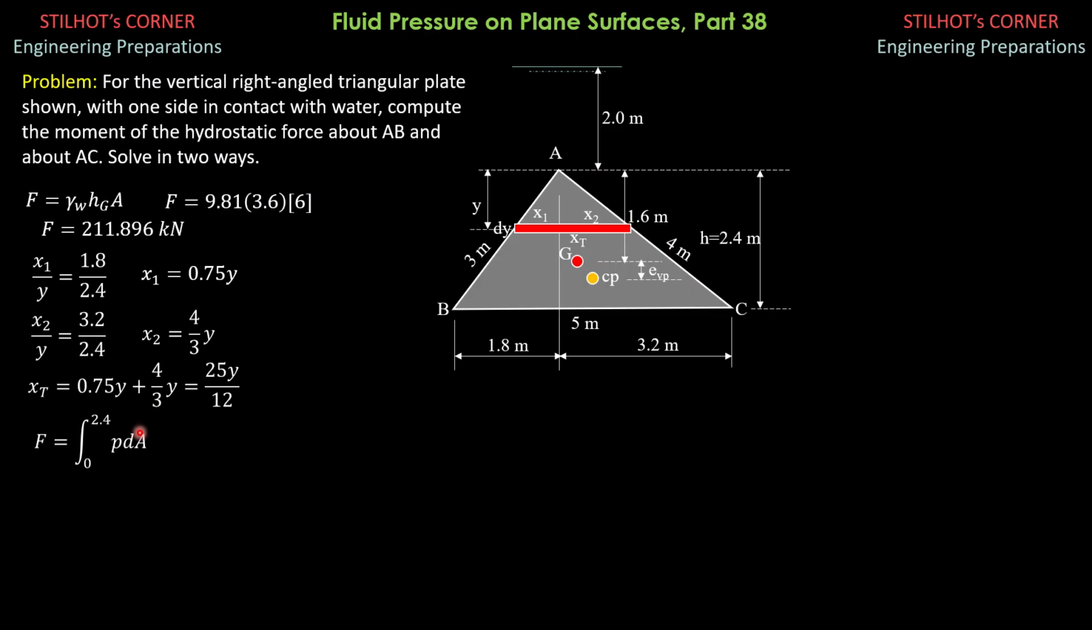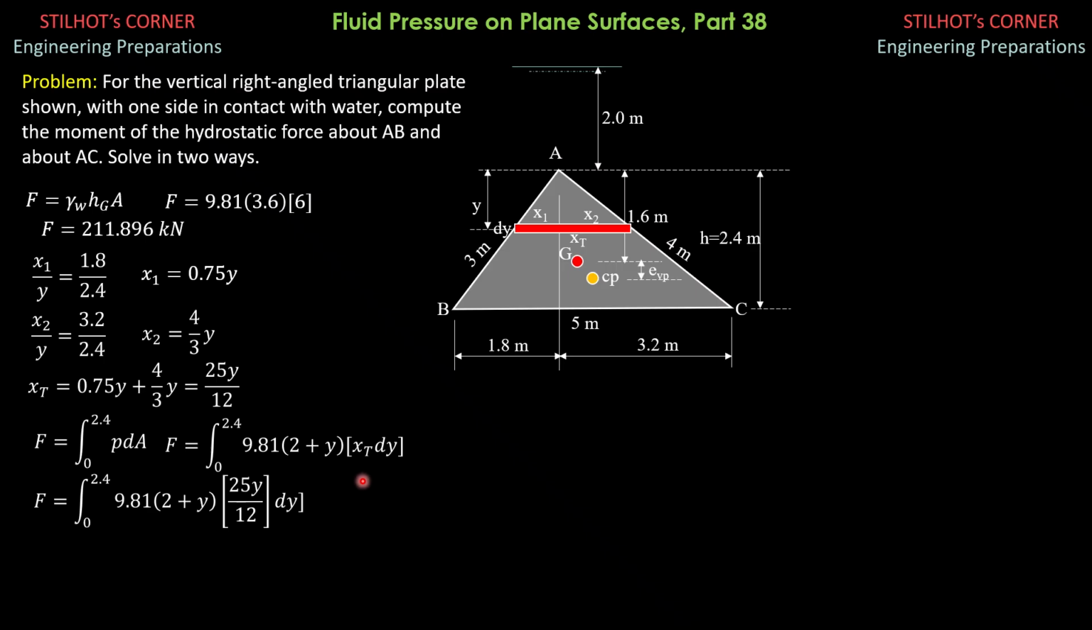So F is integral 0 to 2.4, pressure dA. Pressure is 9.81, quantity 2 plus y. Differential area is 25/12 y, which is xt dy. So substituting and using the high-tech calculator, F is also equal to 211.896 kilonewtons. So next we have to find the coordinates of CP.